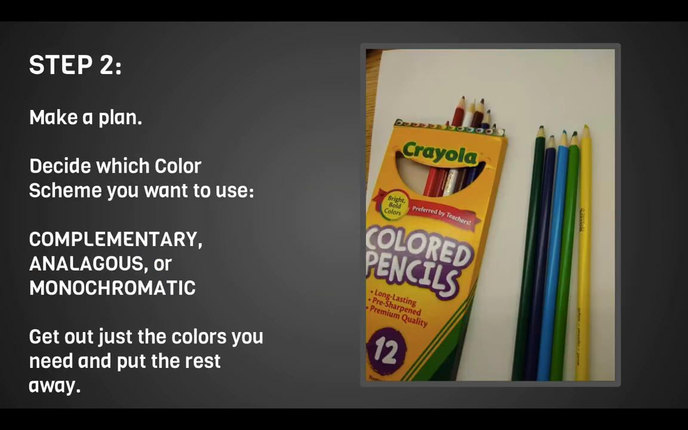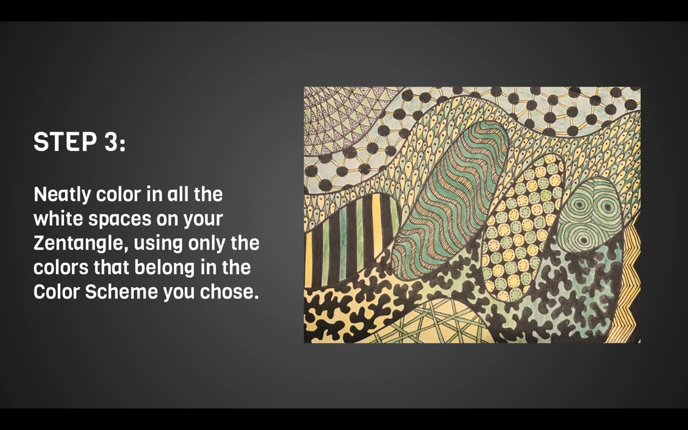Step 2, make a plan. Decide which color scheme you want to use. Are you going to use complementary, or analogous, or monochromatic? Make a decision. Then get out just the colors you need for that color scheme and put the rest away. And make sure you pick the correct colors for your color scheme. And step 3, neatly color in all the white spaces on your Zentangle using only the colors that belong in the color scheme you chose.